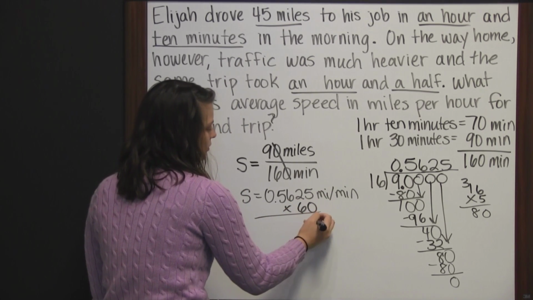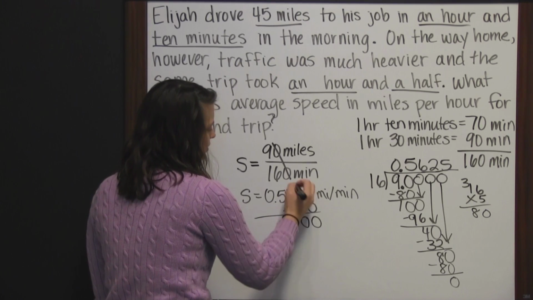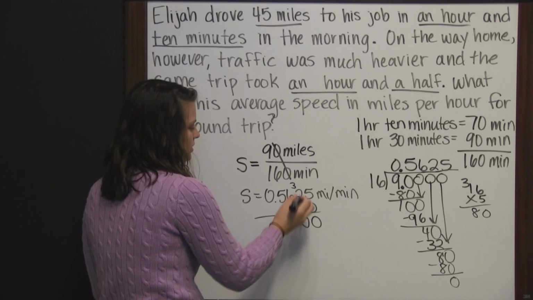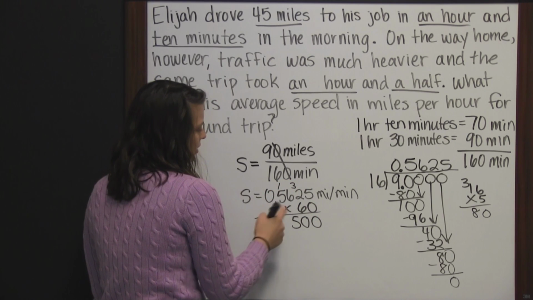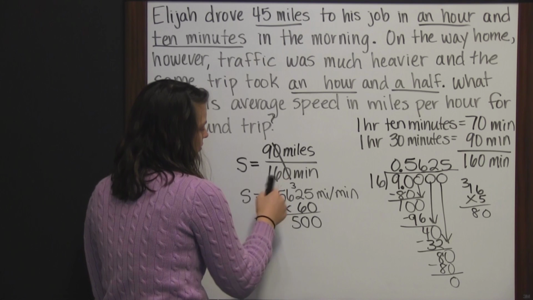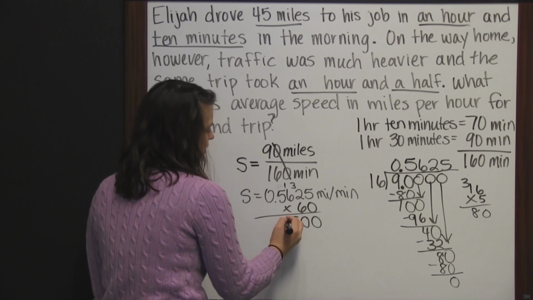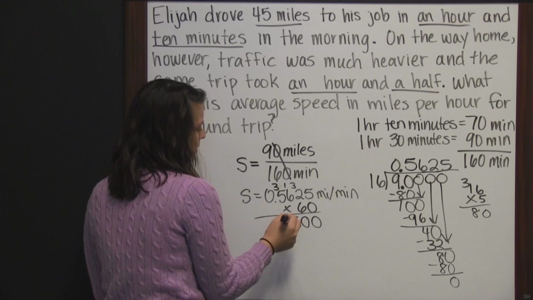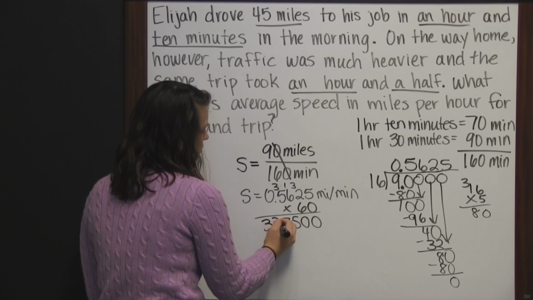So first start with your 0 placeholder. 6 times 5 is 30, so that's 0, carry the 3. 6 times 2 is 12, plus 3 is 15. 6 times, I put that in the wrong place, oops. 6 times 6 is 36, plus 1 is 37, carry the 3. 6 times 5 is 30, plus 3 is 33.